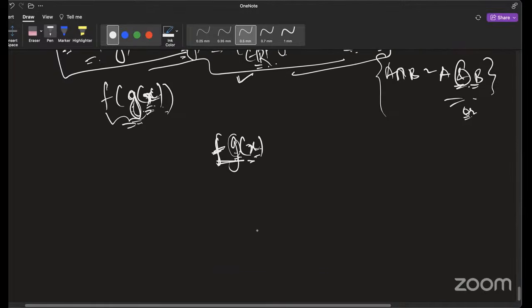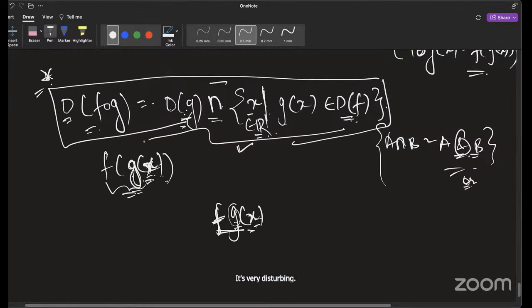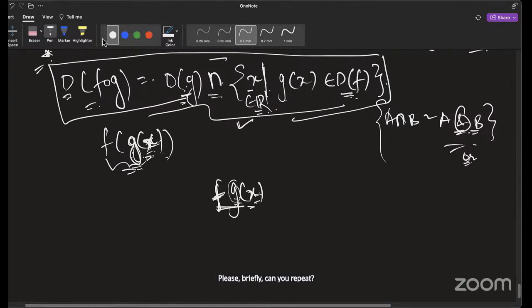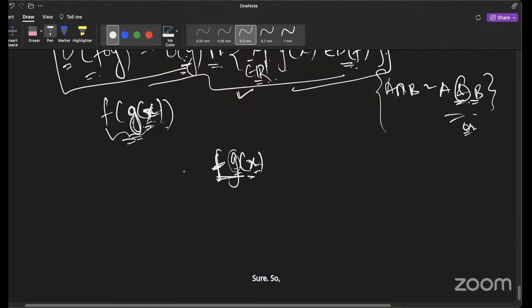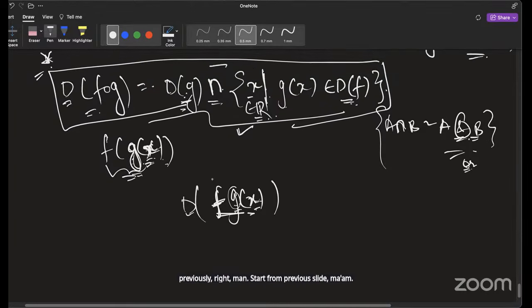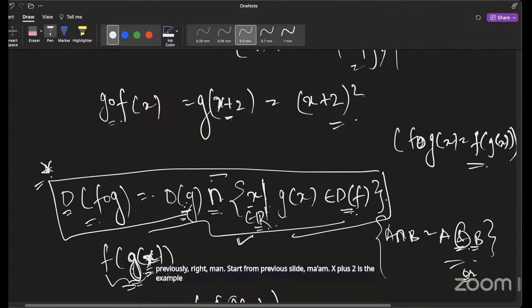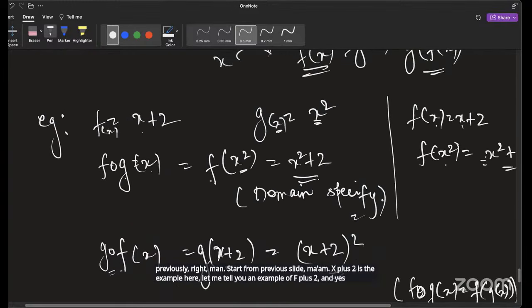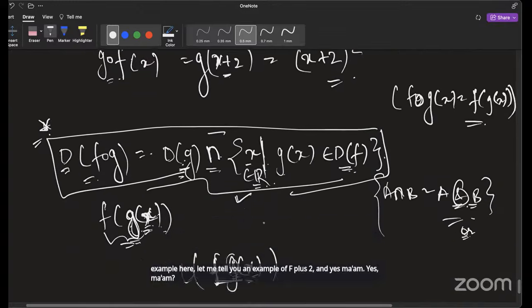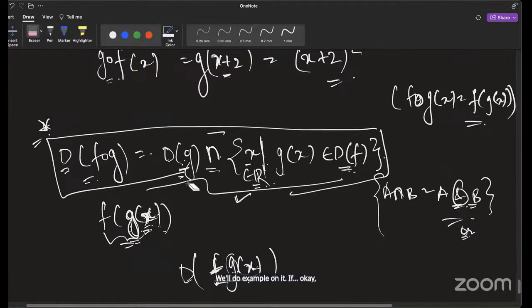Okay, ma'am. Please, can you briefly repeat? Sure. So you need to find the domain of FGX, right? Start from the previous slide, ma'am. The example taken there was X plus 2, take example F plus 2. We'll do an example on it. Okay, let's just do an example then.